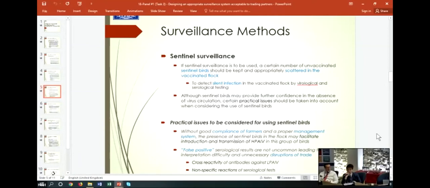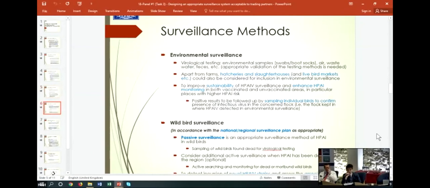So in view of this, we have eventually decided to cease the use of sentinel birds, and we actually do not recommend using it based on our experience. So I think similar issues may also be encountered if sentinel birds are to be used in other places, and I hope our experience in Hong Kong in this aspect would be useful as a reference. The potential benefits and the drawbacks should be weighed carefully if this approach is to be considered.